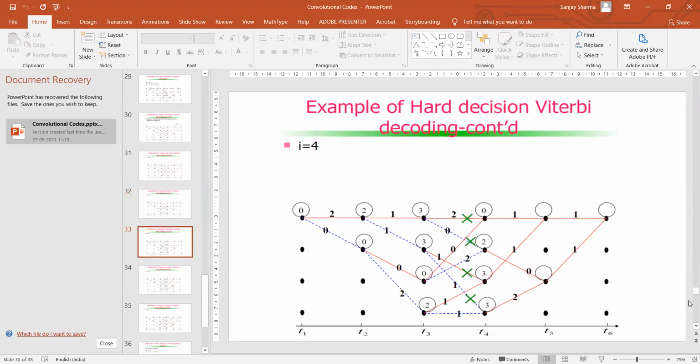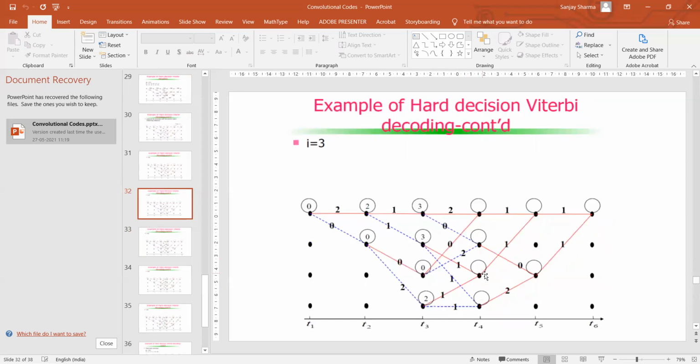Let me show you. So this path is rejected. The path 2, 1, and 0 is rejected. And which path entering this node will survive? 2, 0, and 0. In the same way, we will reject one of the paths for this state and one of the paths for this state, right?